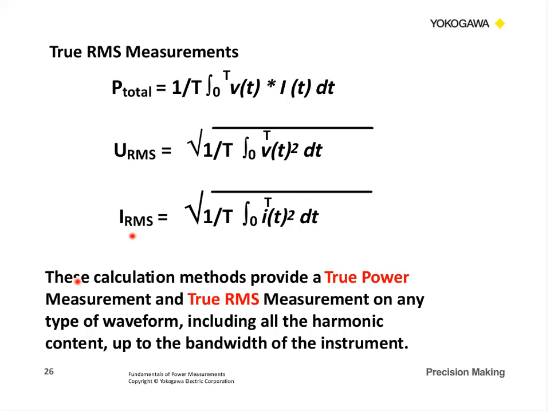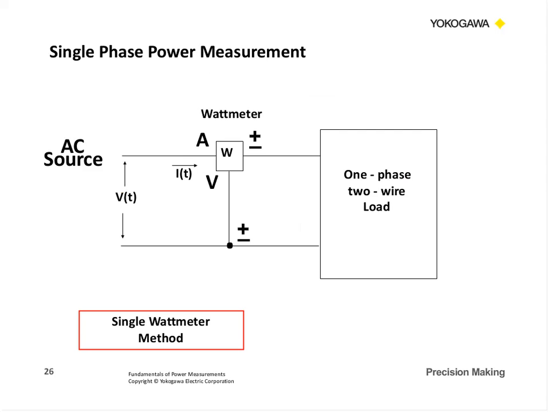Now these methods will provide a true power measurement and a true RMS measurement on any type of a waveform. And it includes all the harmonic content up to the bandwidth of our instrument. So these are true power and true RMS measurements by using this technique.